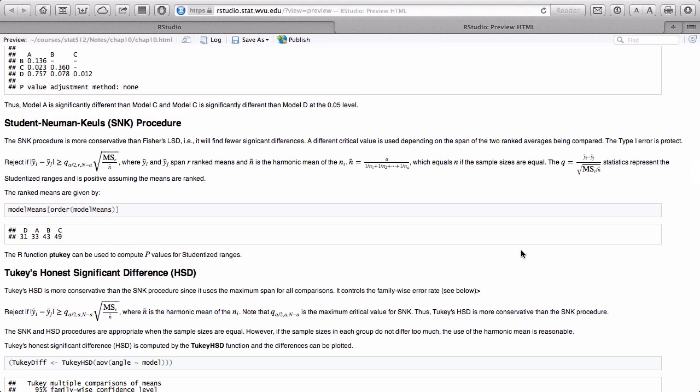So again, I haven't put a focus on that, and I totally skipped Duncan's new multiple range test. The reason I skipped it is because no one does that anymore. There's a lot of other alternative procedures that are used instead. Now, Tukey's is certainly used, but I would argue it's just sort of the extreme case with the maximum range.